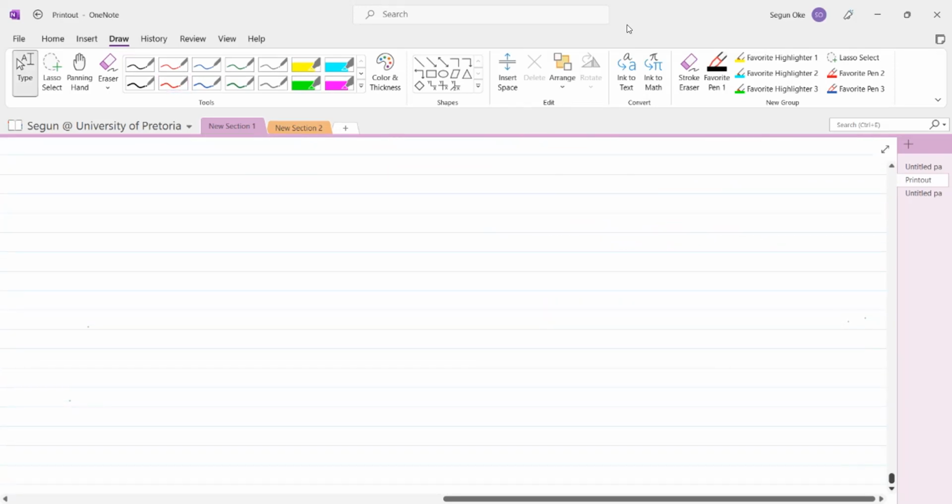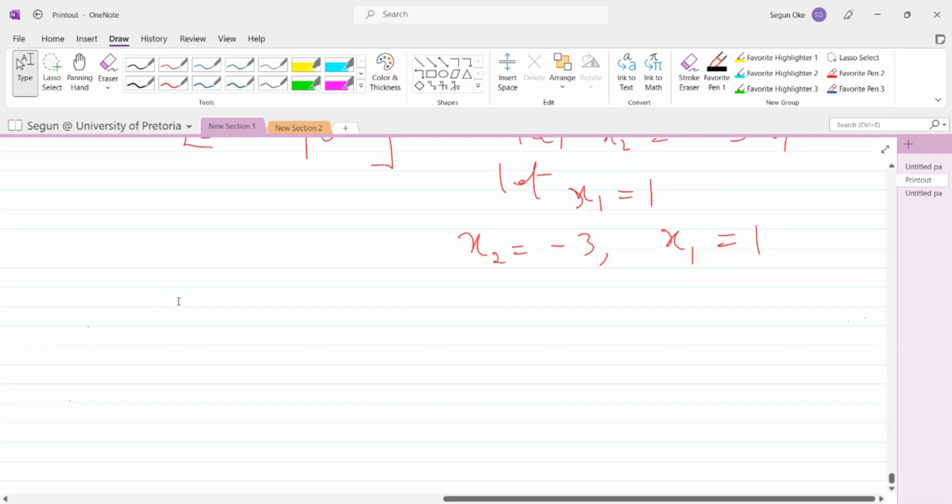So I got it. Okay. So your eigenvector is going to be, yes, 1, minus 3. Somebody raise up your hand.